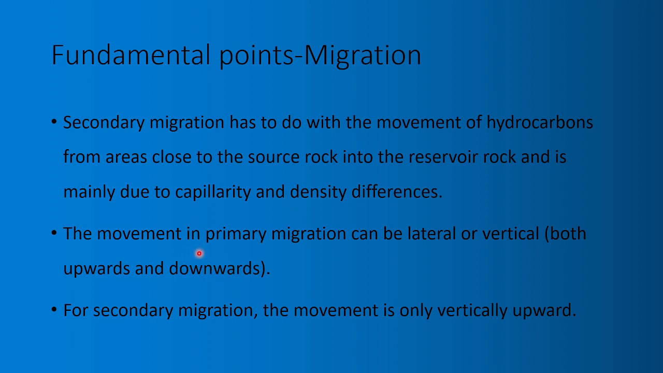So with primary migration, the movement can be lateral, that's sideways. It can be vertical, that's both upwards or downwards. But then with secondary migration, because you're dealing with capillarity, the movement is only upward vertically. So this is the major difference between the two of them. For both primary and secondary migration, we are looking at the movement of hydrocarbons into the reservoir. But with primary migration, the movement can be lateral, can be vertically upwards or downwards, because it's based mainly on pressure differences. But for secondary migration, because the main thing it is based on is capillarity, it can only move upward vertically.